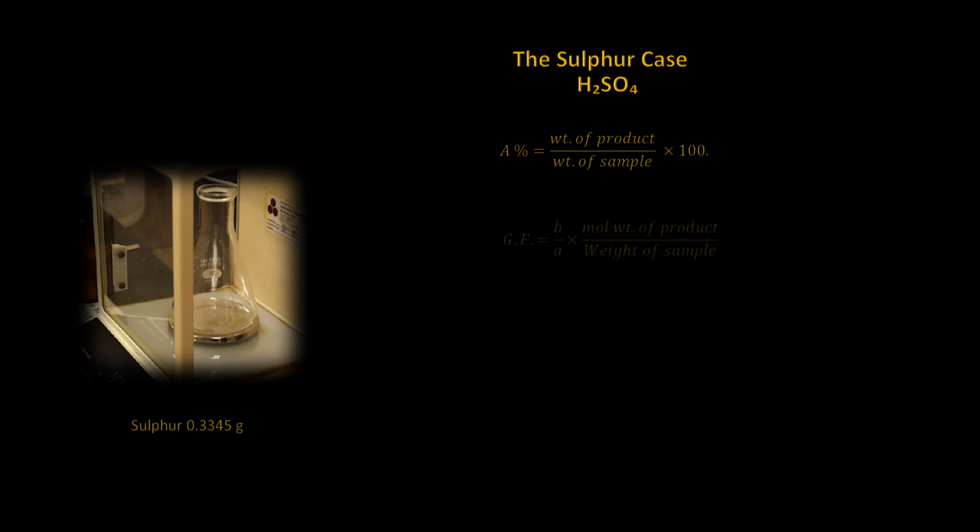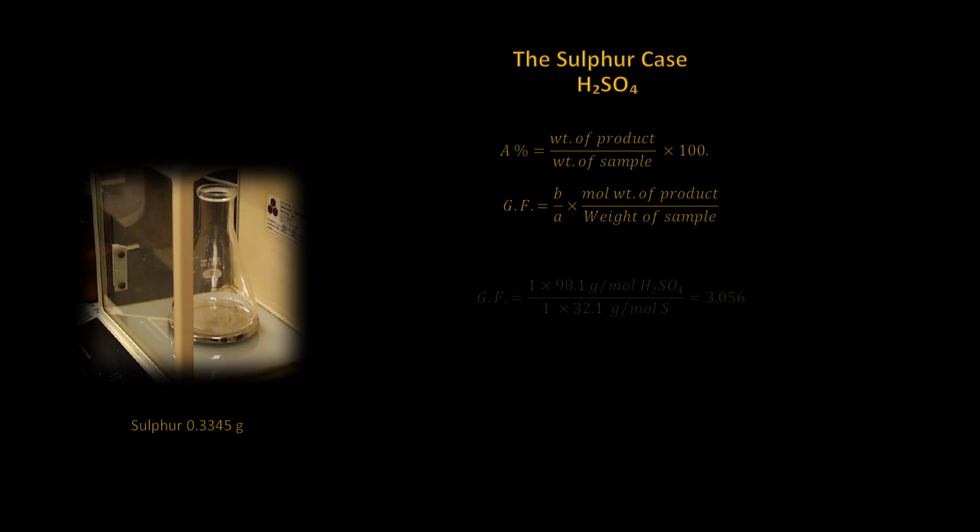Well, the product, which is the sulfuric acid in this case, and the measured weight of the sample, being the sulfur, the gravimetric factor will be the mass weight of the product divided by the mole weight of the sulfur, in this case, the sample. Since there is only 1 mole of sulfuric acid having an atomic mass weight of 98.1 grams per mole, it is divided by 1 mole of the sulfur, which has an atomic weight of 32.1 grams per mole. The gravimetric factor in this case is 3.056. The weight of the sample measured is 0.3345 grams.